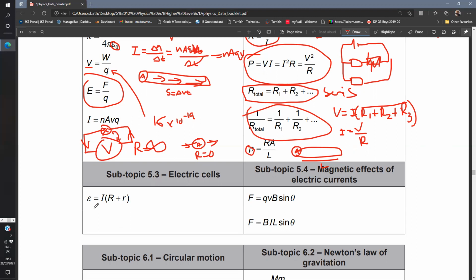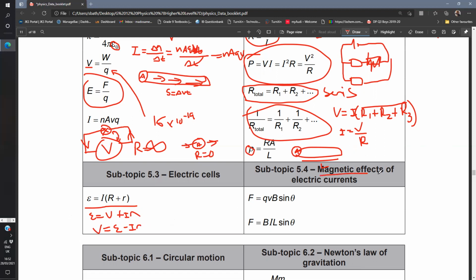Okay, and then next, here we have this equation. We can basically just expand it: E = IR + Ir. And if you're given the EMF and you want to find the voltage, for example, you can just rearrange this equation and find that.